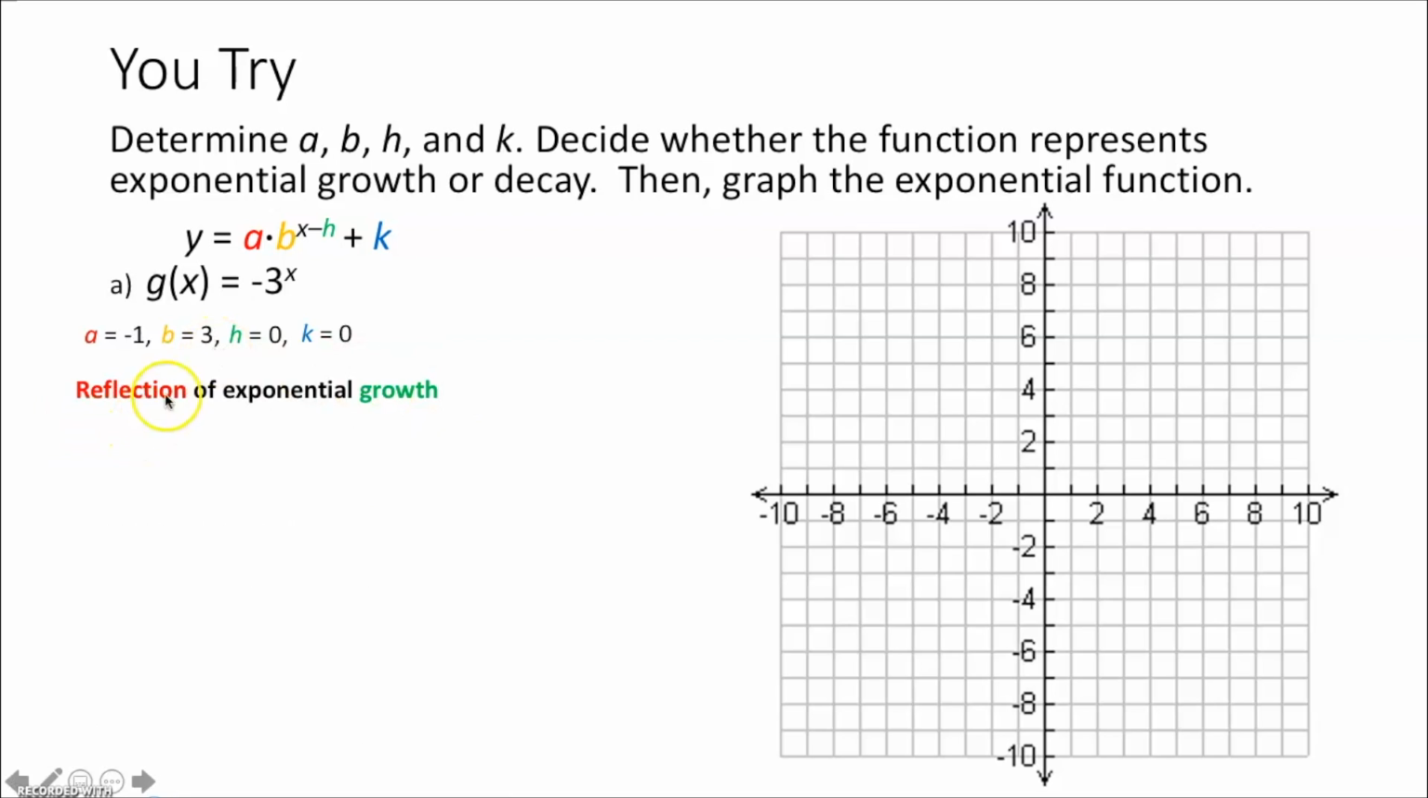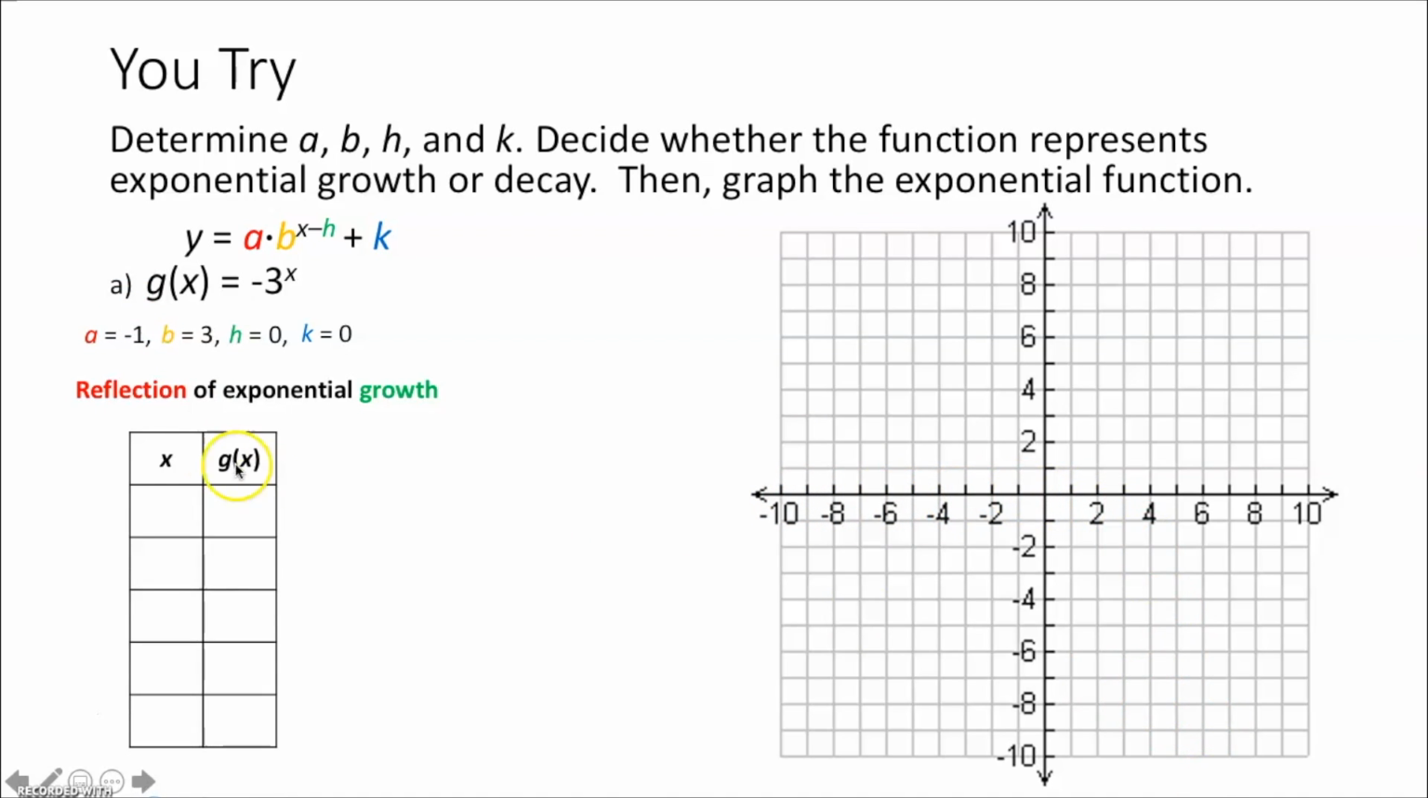The only problem is it's not going to go up and to the right because your A value is negative, which causes a reflection over the x-axis. So it's actually going to go down like that exponentially. So let's go ahead and graph this now. Here, I said our x values are going to be -2, -1, 0, 1, and 2. We're going to plug those into the function for x, see what we get for y.